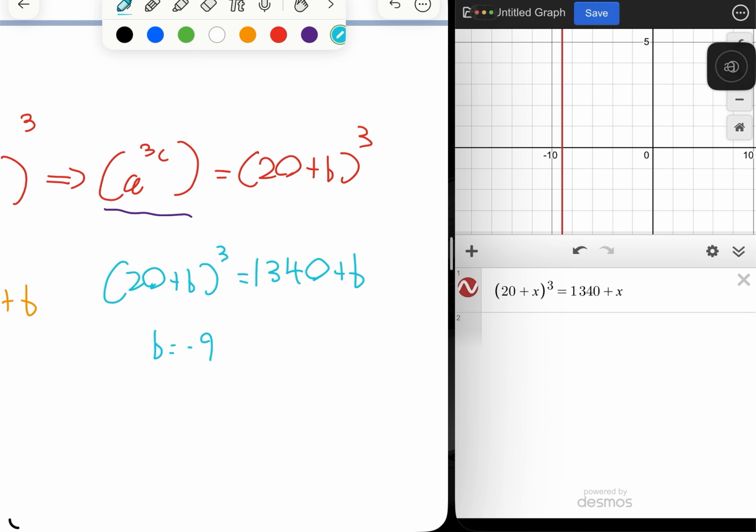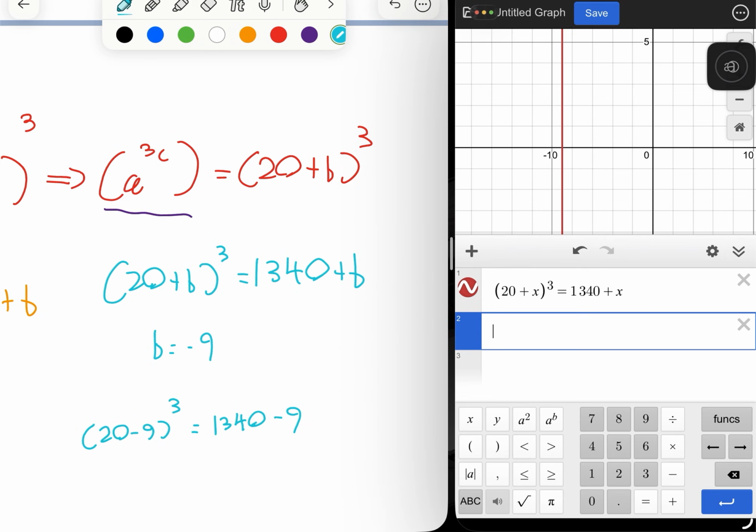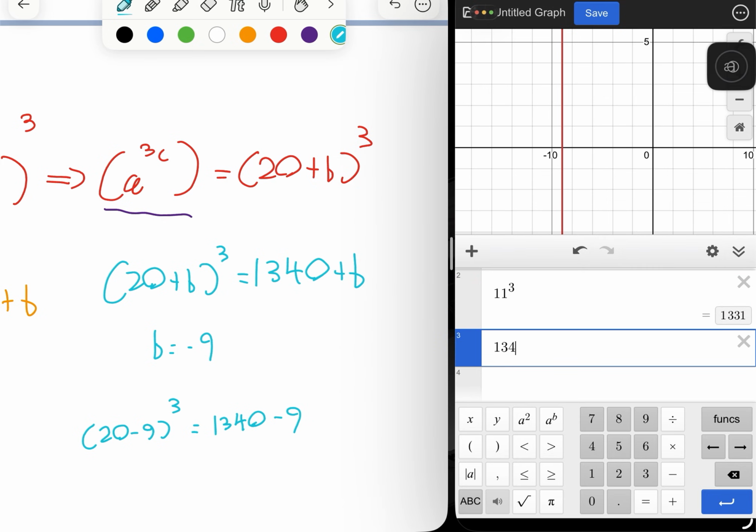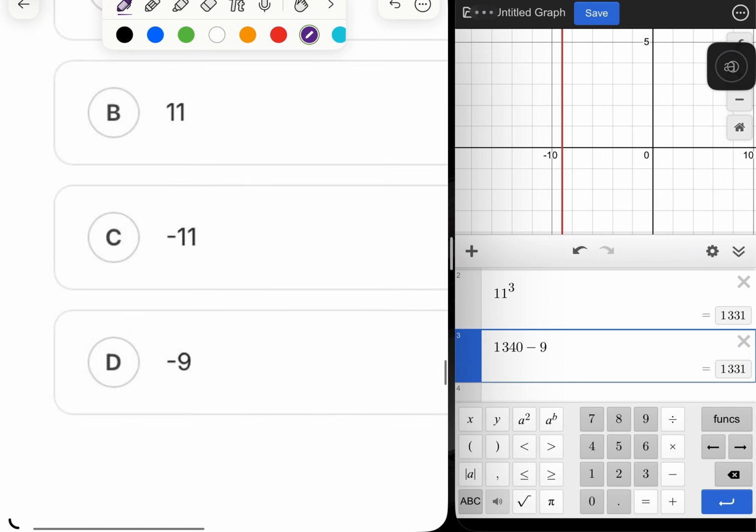And just to double check, if you plug in -9 into this part, you get 20 minus 9 cubed on the left side, and on the right side here, you get 1340 minus 9, right? 20 minus 9 cubed, that's 11 cubed, and then 1340 minus 9. Both of them equal the same value. So again, that's just a way to check your answer, but we have b equals -9, and that's going to be answer choice D here.